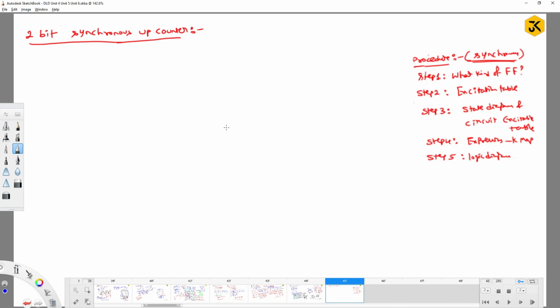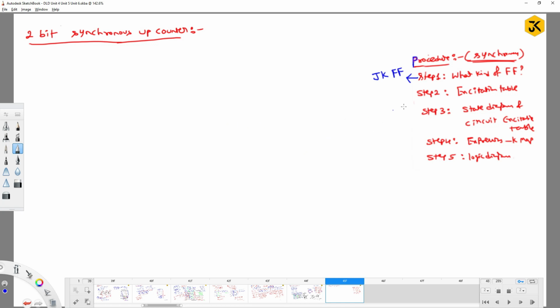Hi everyone, in this class let us try to see how to construct a 2-bit synchronous up counter. If you are trying to construct any kind of synchronous counter, you have to follow a particular procedure, the one you know from earlier. First, you have to decide what kind of flip-flops you are going to use. In this example I am going to use JK flip-flops, because in the earlier video I already used the same kind of example with T flip-flops.